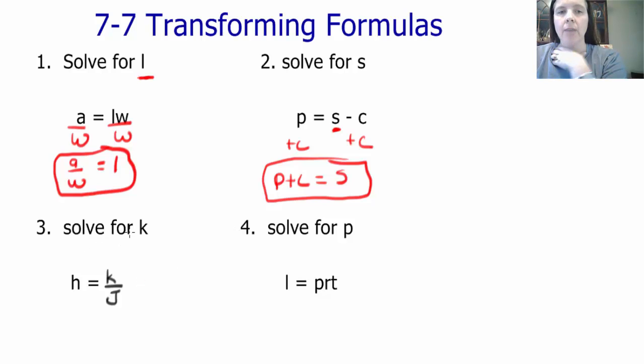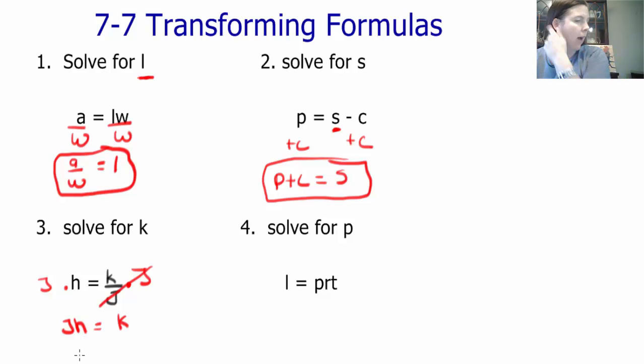So as we go down, solving for K, so we want K all by itself. It's K divided by J, so we do the opposite. Multiply both sides by J. These cancel. K is equal to J times H, or JH. However you want to write it is fine. Or HJ even, it doesn't matter.